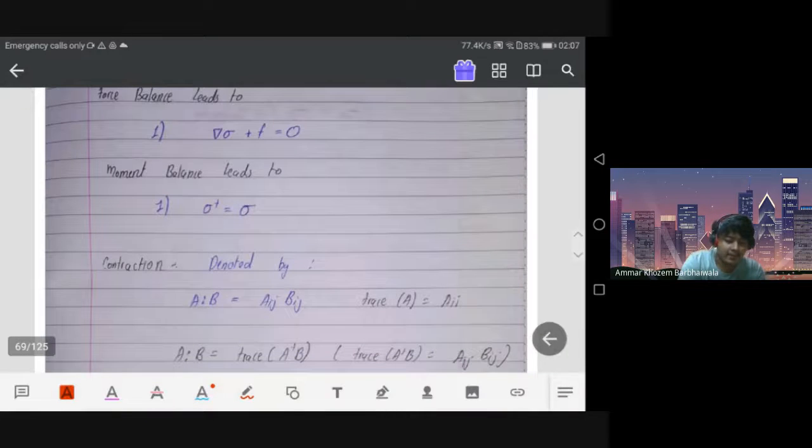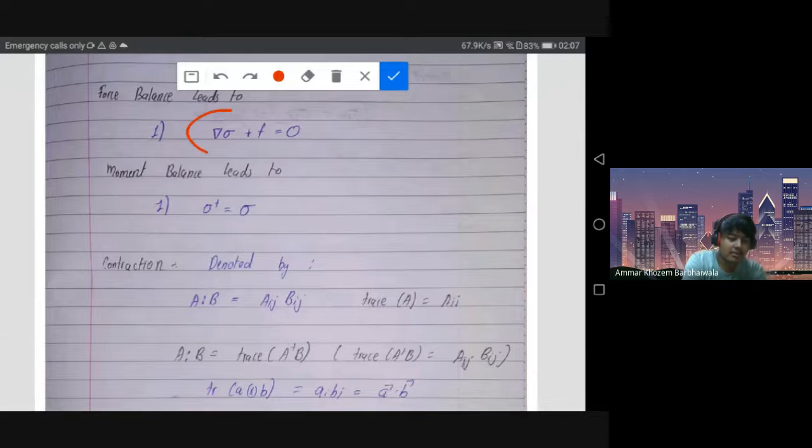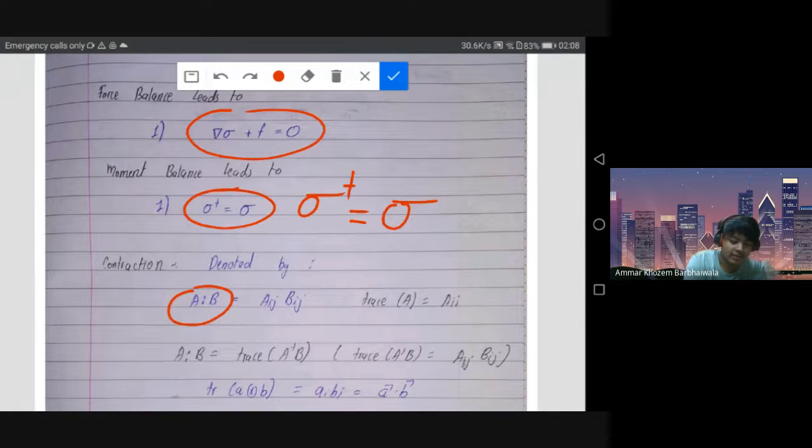So let's just have a recap. What we learned is the force balance leads to the divergence of sigma plus the force equals 0, and the moment balance leads to the stress tensor sigma being symmetric. So sigma transpose is equal to sigma, and there's this contraction in tensor notation or direct notation, where a contraction b is basically the product-wise sum of a and b. For each, a11 is multiplied by b11, and then it's just the sum. So it's a product of two matrices, but in an element-wise manner. And this is also the trace of a, which is aii.